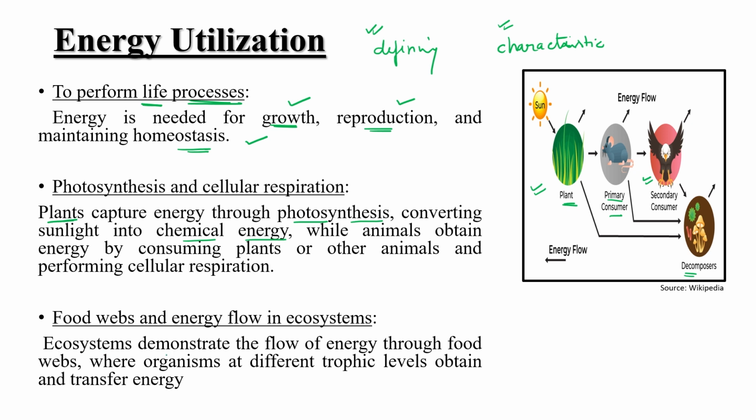So our ecosystem demonstrates the flow of energy through the food web, where organisms at different trophic levels obtain and transfer energy, right? So our ecosystem demonstrates the flow of energy from producer to primary consumer to secondary consumer, then tertiary, then decomposers. So this is how energy flows from one trophic level to another trophic level.